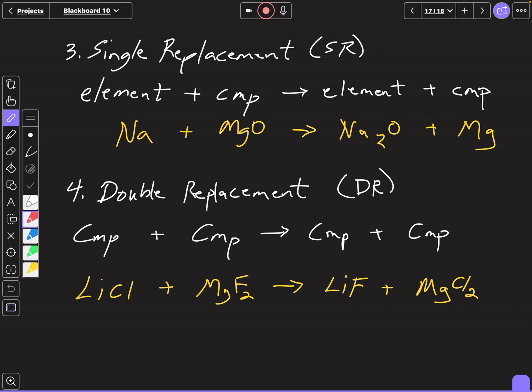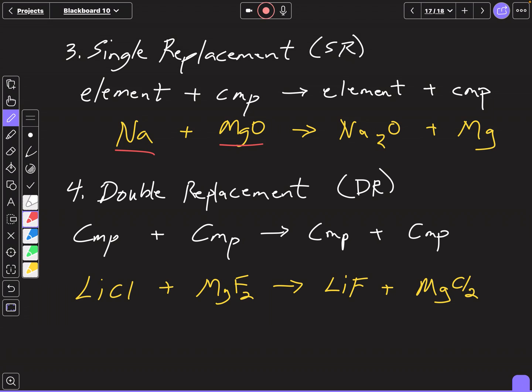Third type is single replacement, and I use SR to abbreviate that. That's when you have an element and a compound on the left side, and an element and a compound on the right side. So if you notice, sodium, an element, reacts with magnesium oxide, which is a compound, and produces sodium oxide, which is a compound, plus magnesium, which is an element. So I got my form on there. That would be single replacement.